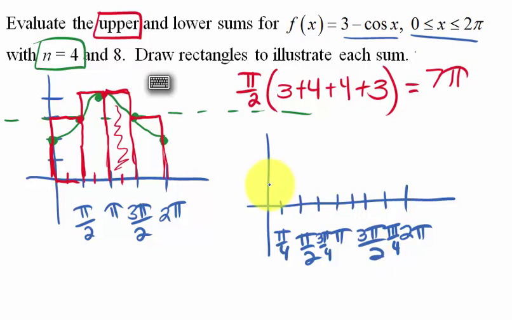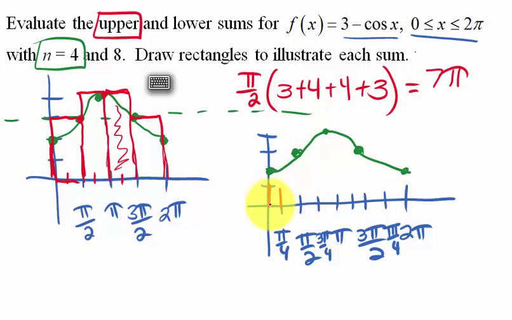Now if we go ahead and put this graph on, and we're going ahead and draw this in again, we know that this next one's going to be here, then at pi it's going to be at its maximum, then at 3 pi halves it'll be back down to 3, and then at 2 pi it will be at 2. So here is our function again. And now what we want to do with this is draw our 8 rectangles.